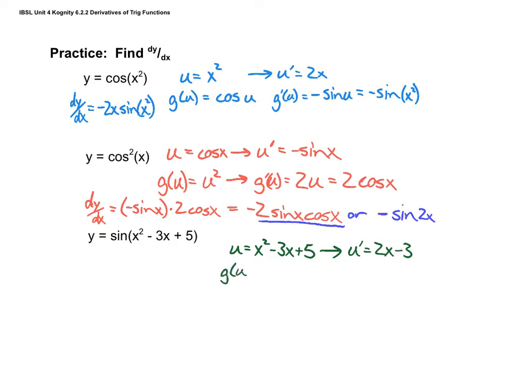G of u. What is g of u? Sine of u. There we go. That just becomes cosine u. So g prime of u is cosine u, which is cosine of x squared minus 3x plus 5.